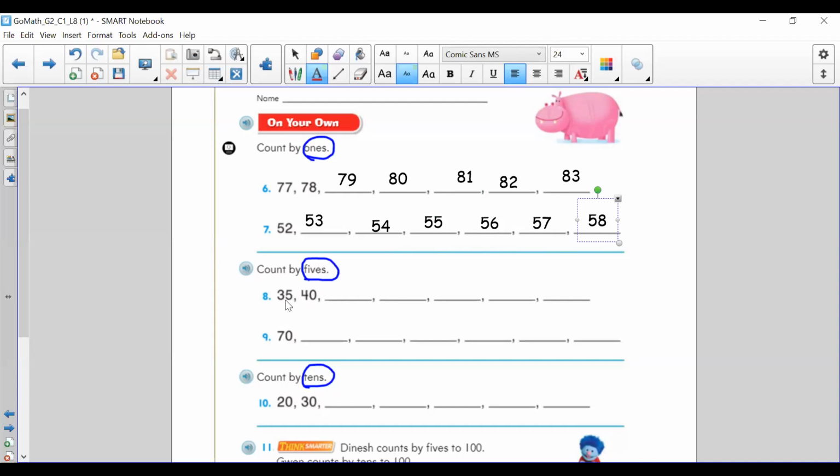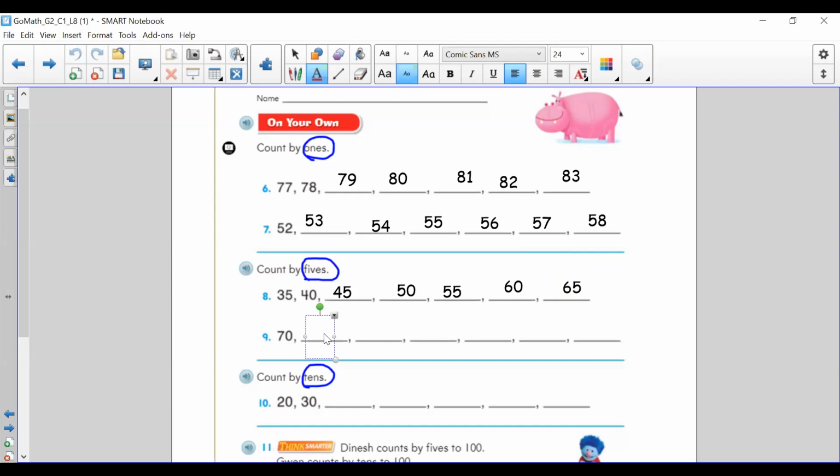Fives gets a little more tricky. We have 35, 40, 45, 50, 55, 60, 65. Oh, and then it looks like it continues. We're starting at 70, but this actually continues.